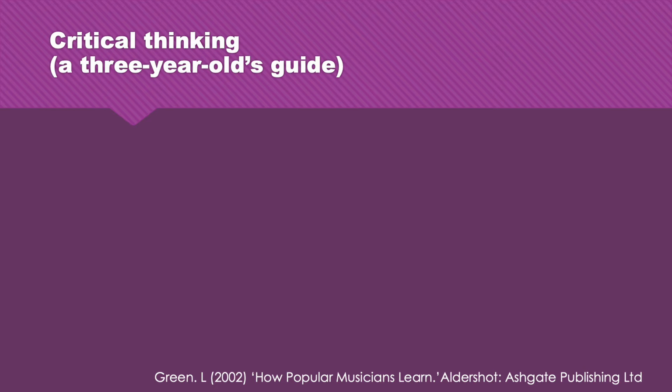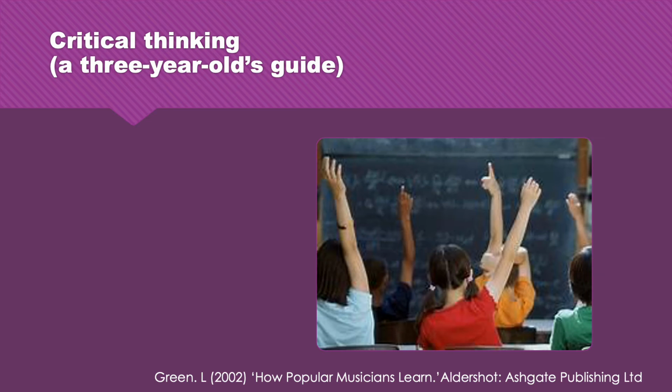So when we're talking about critical thinking, I like to use this analogy of a 3-year-old's guide. If you know anyone around that age, you'll know that they ask quite a lot of questions about things, and that's because they're in a learning process and they're trying to expand their knowledge further, which is basically what we're doing with a literature review.